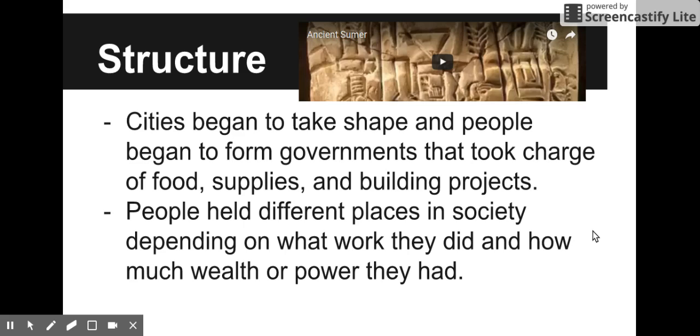So cities in Mesopotamia began to take shape over time, and people began to form governments that took charge of food, supplies, and building projects. People also held different places in society depending on what work they did and how much wealth or power they had. So usually, you have the wealthy people at the top of the society that have most of the power because of their wealth, and then you had people down at the bottom that weren't very wealthy that were looked down upon. And this is very common within different civilizations, is to have these social structures like this.